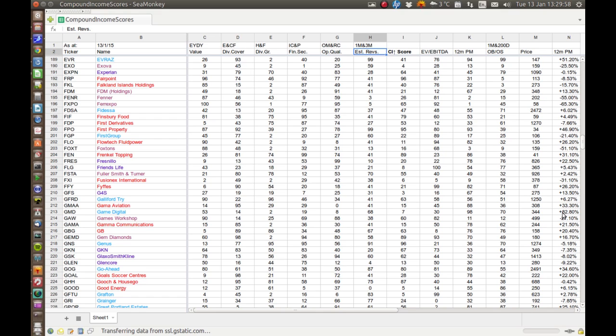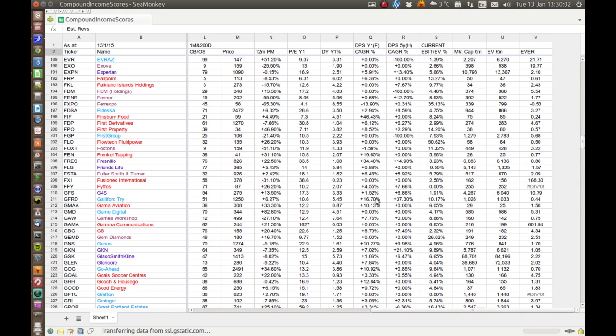You then have the actual 12-month price momentum in that column, and if we move over, you've got valuation metrics like the simple PE and dividend yield 1 year forward, as well as dividend growth forecast for the next year and what it's been over the last 5 years.